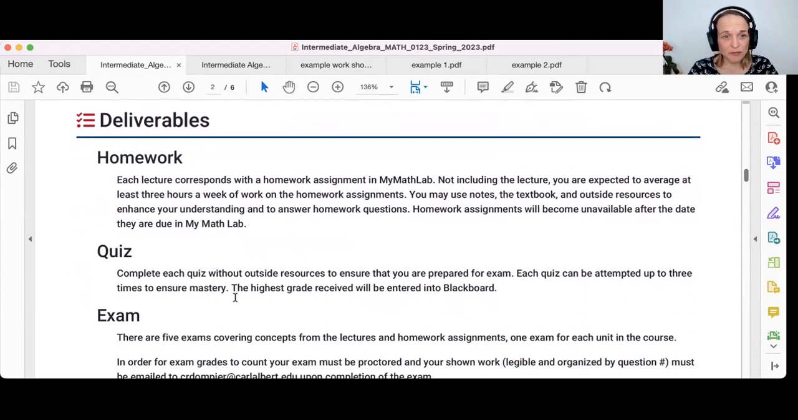All right, what happens in this class? They're called deliverables, the things that I will grade: homework, quizzes, and exams. So you're going to be watching a lecture. After the lecture or during the lecture, you'll be working on an assignment, a homework assignment of that same name, the same title as the lecture.